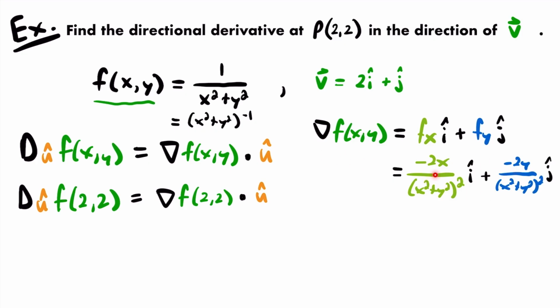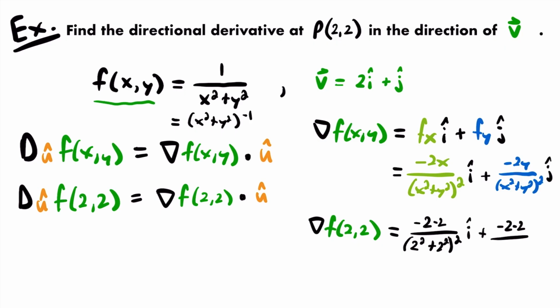And so now that we have the general gradient vector, we do want to find the specific gradient vector at this point (2, 2). So let's plug in 2 and 2 for x and y. We'll have the gradient of f at (2, 2) is equal to negative 2 times 2 divided by 2 squared plus 2 squared, squared, and that's multiplied by i. And then we have plus negative 2 times 2 divided by 2 squared plus 2 squared, squared, times j.